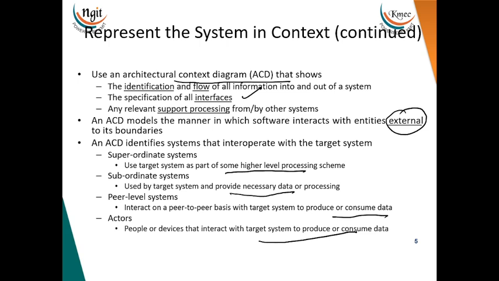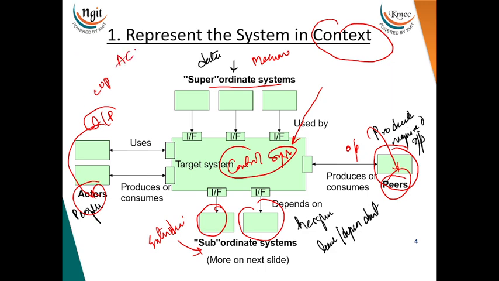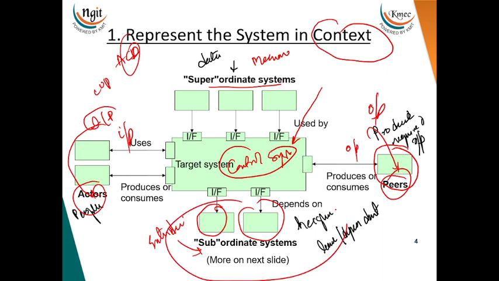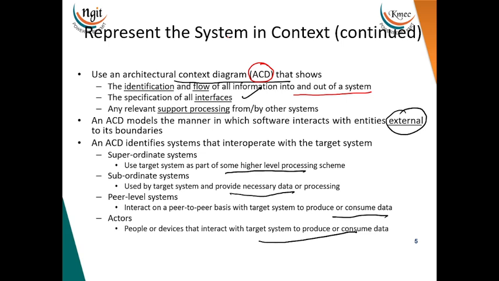Now let's take it with an example: the use of the architectural context diagram, ACD. We represent what is nothing but the architectural context diagram as shown. It identifies the flow of information, input and output into and out of the system. It specifies all interactions, any relevant support processing, and other output devices. The ACD models the manner in which software interacts with external entities.